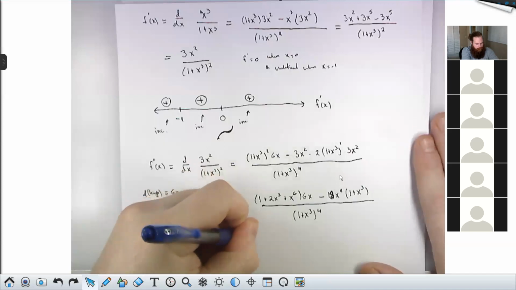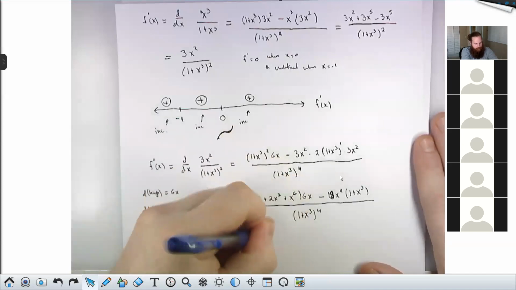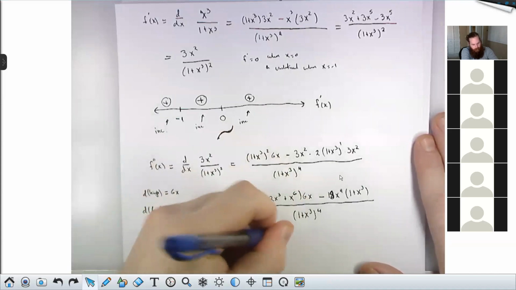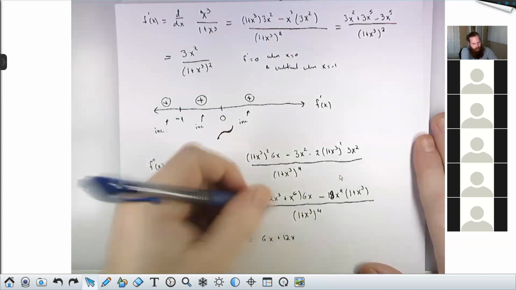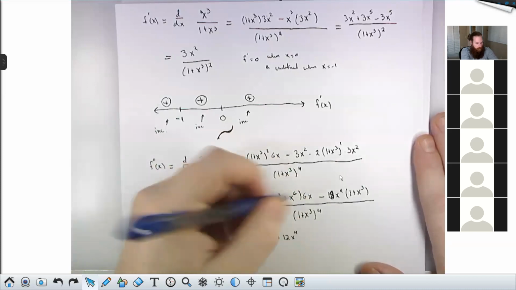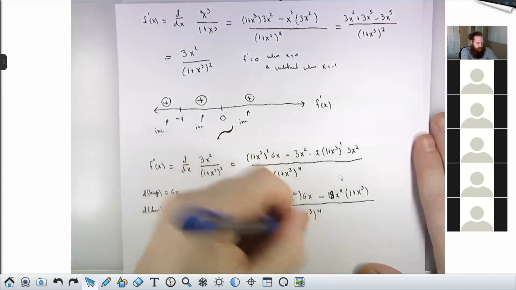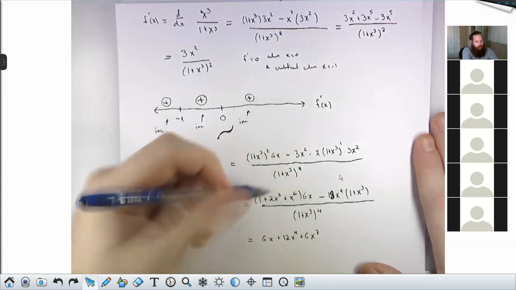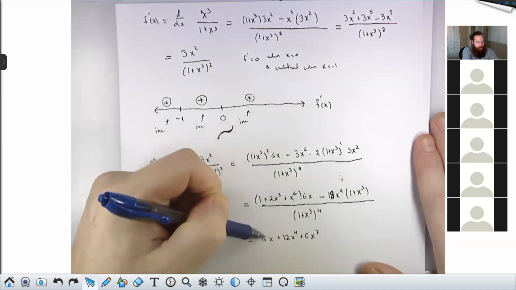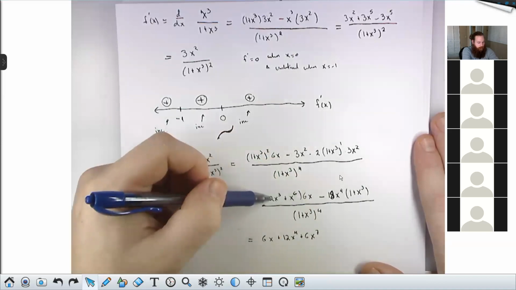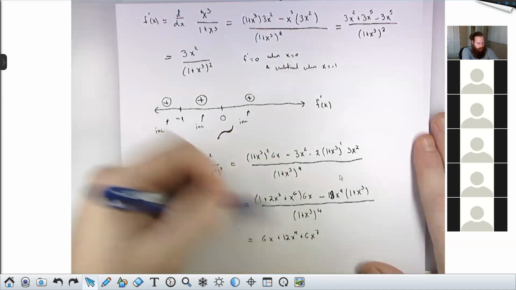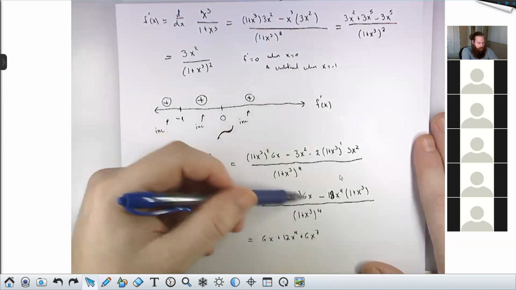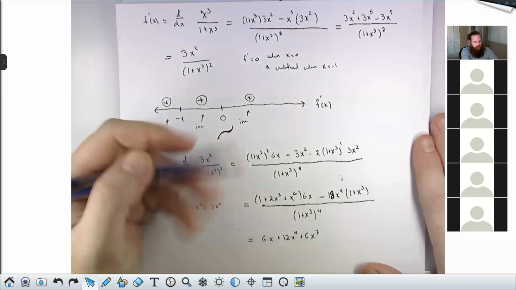And now we can distribute. So this will be 6x plus 12x to the 4 plus 6x to the 7. That's from distributing this first guy. 6x times 1 is 6x. 6x times 2x cubed is 12, 6 times 2, x to the 4, x cubed times x. And then 6x times x to the 6, that's 6x to the 7.